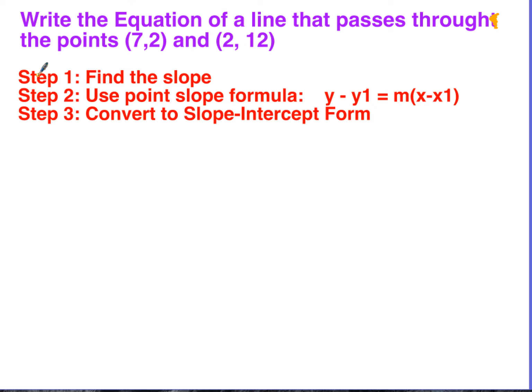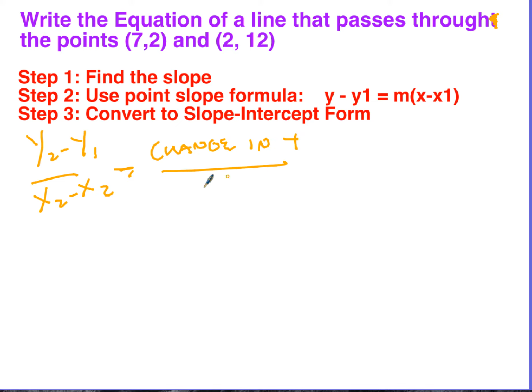That's step 1. So if we go back to the slope video, which was a long time ago, it's y2 minus y1 over x2 minus x1, or just my change in y and my change in x. Okay, so how do I find the slope of these two points? Well, I designate a point 1 and a point 2.